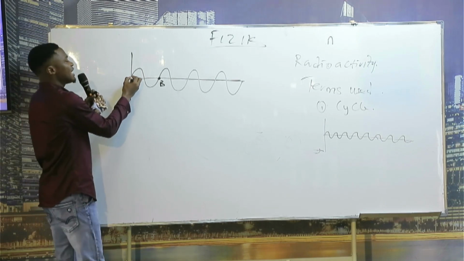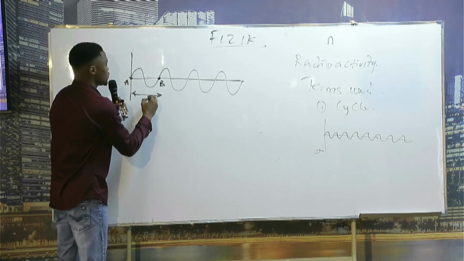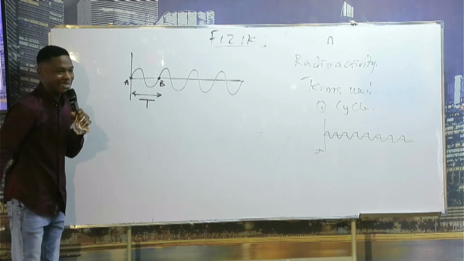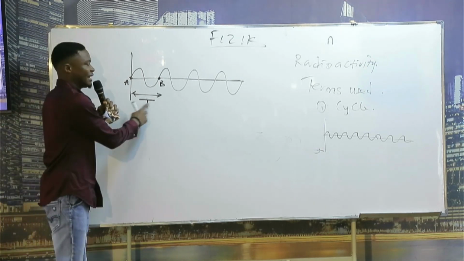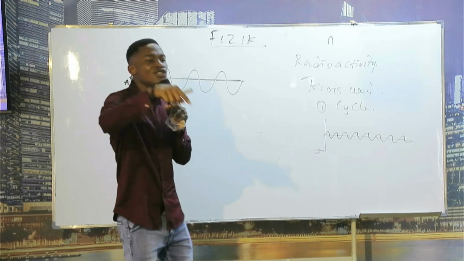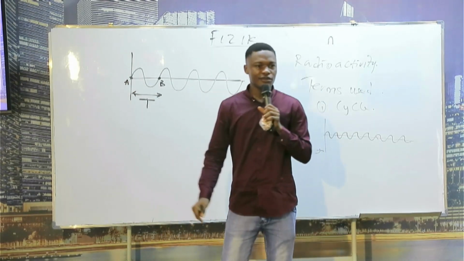The time it will take to go through that 1 cycle is what we call period. We represent that by capital letter T. So the time a wave takes to go through 1 cycle is what we call period.